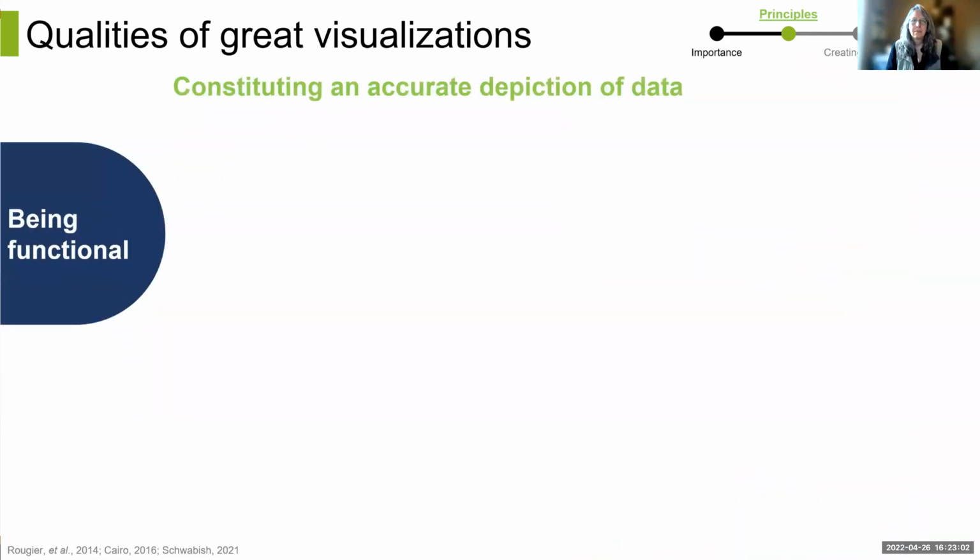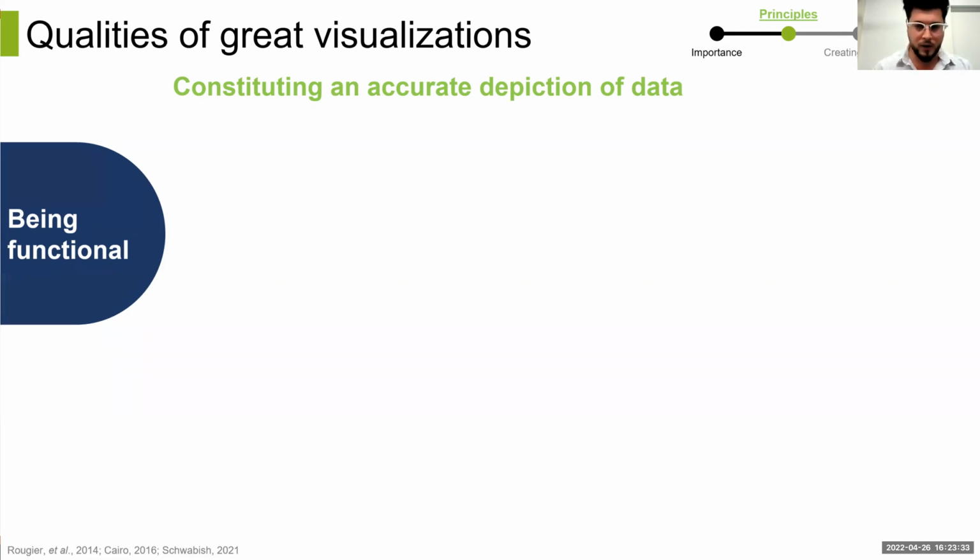So the second aspect of a great visualization is being functional, and I'm going to be conveying a lot of information here because I think it's a fundamental thing, and many people are missing the point here. Being functional basically means considering an accurate depiction of the data. Here the goal is to help your audience interpret the information correctly. And that is a really big responsibility that we as data communicators need to take on.